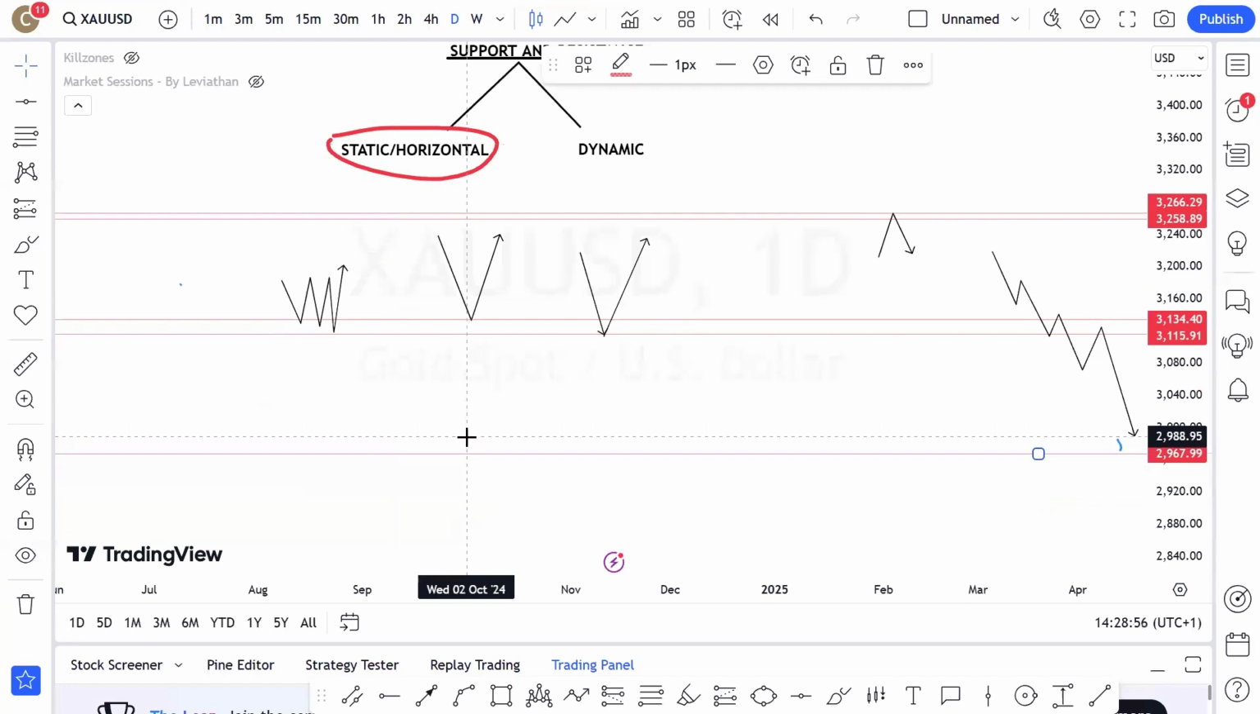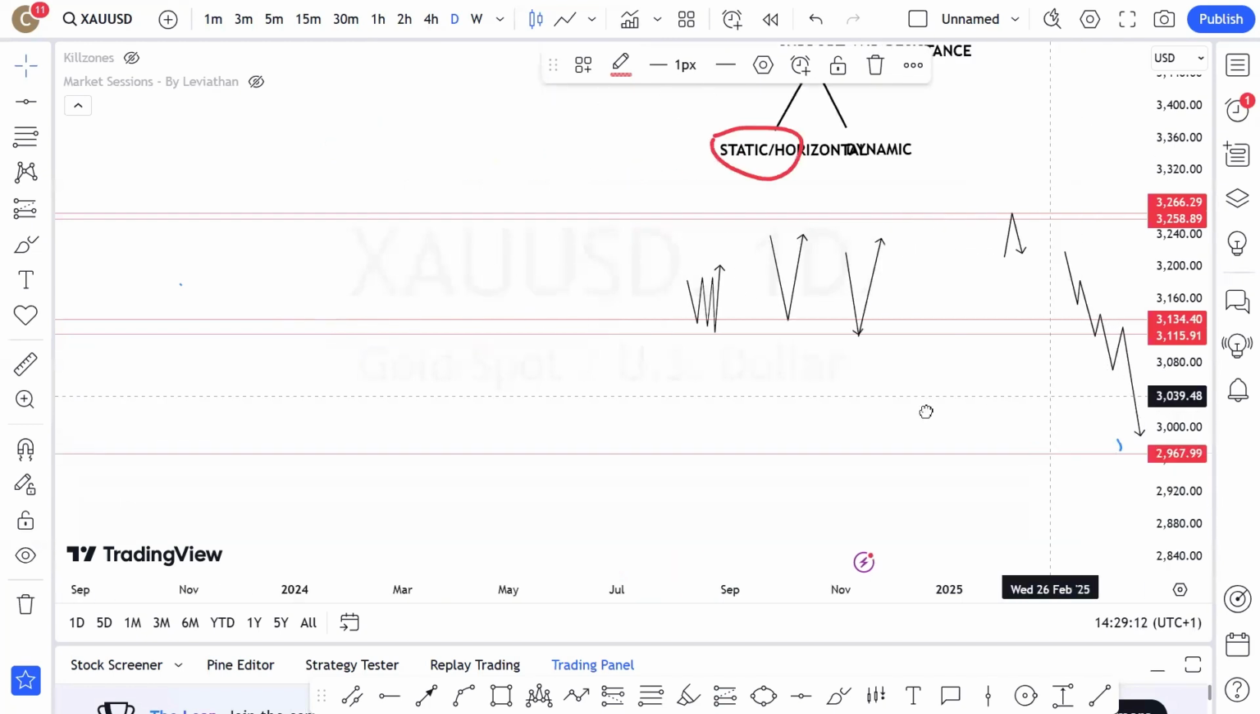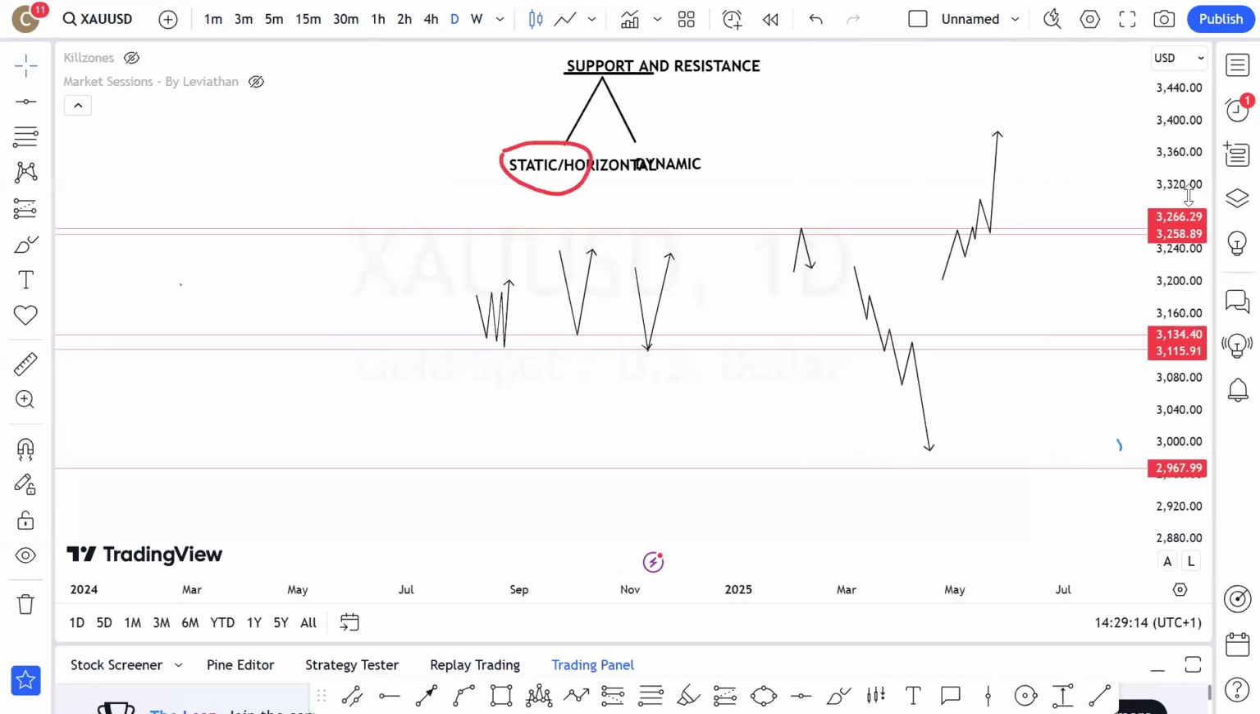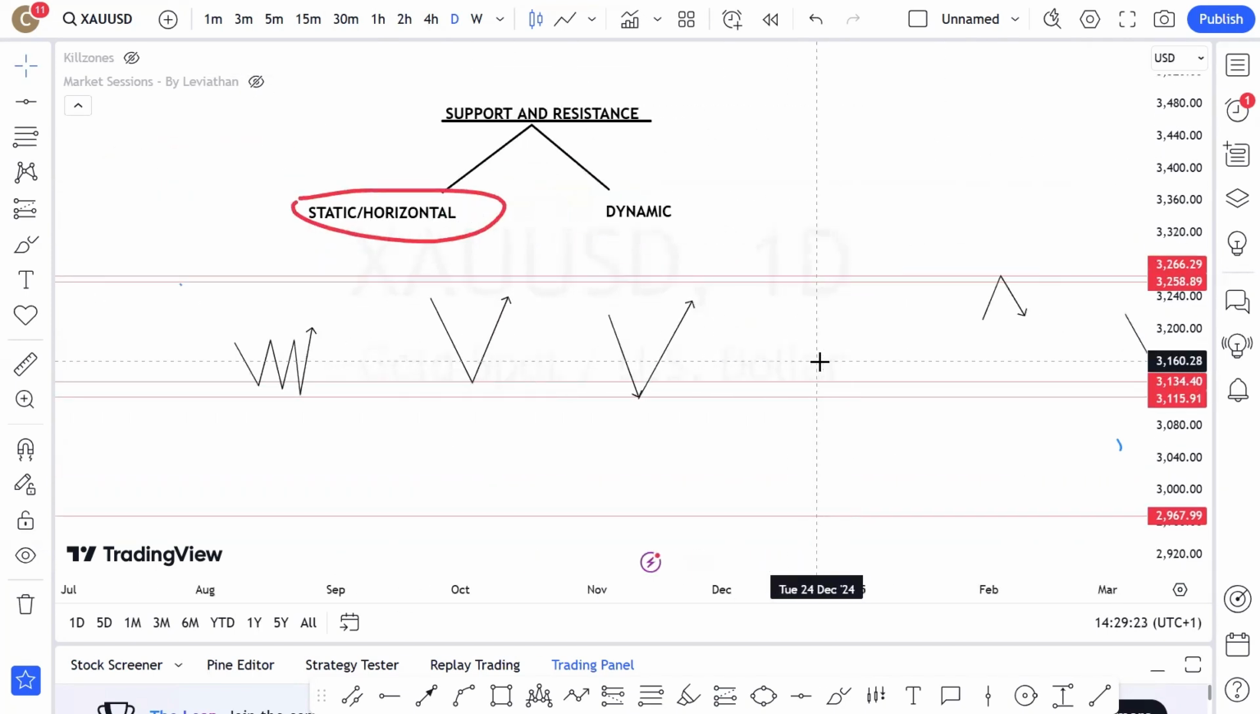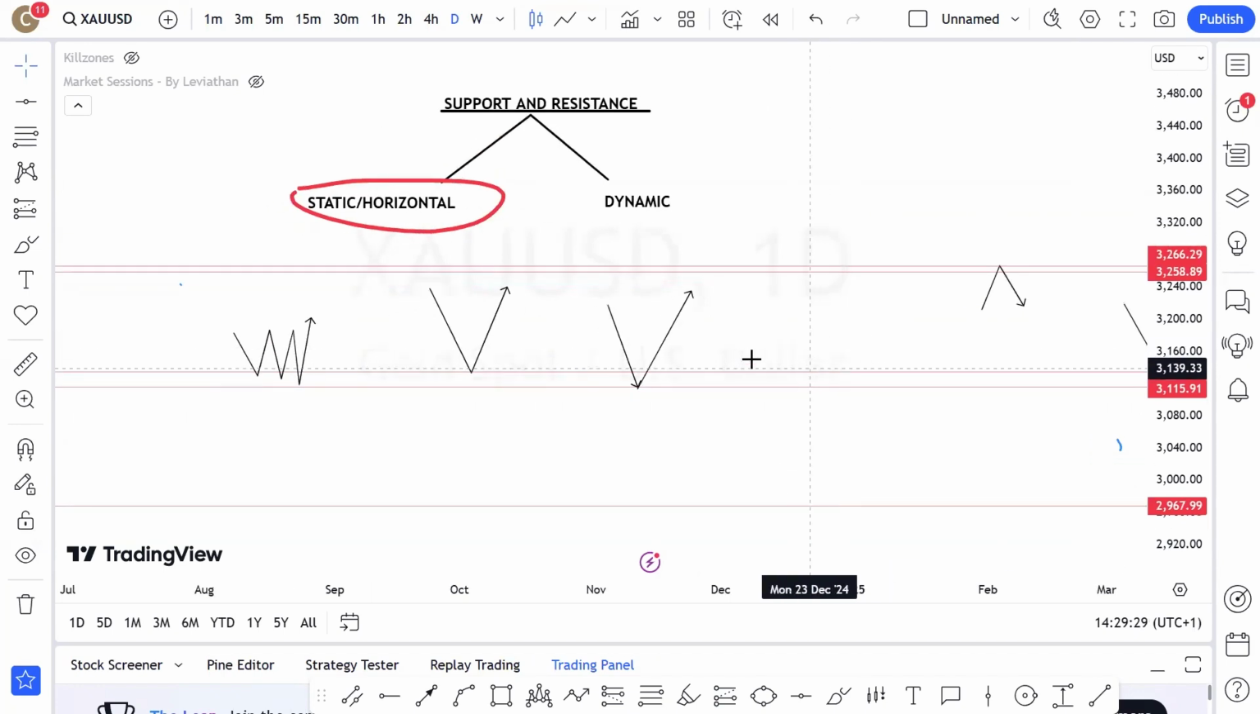Now, psychological levels are double zeros and 50s. So when you go to price levels, this is a chart of gold. If you are looking at what price we are at here, all right, the double zeros are 2,000, 3,000, 4,000, 5,000, 6,000. Then the 50s are 2,500, 3,500, 4,500, and so on. These are psychological levels on the chart.